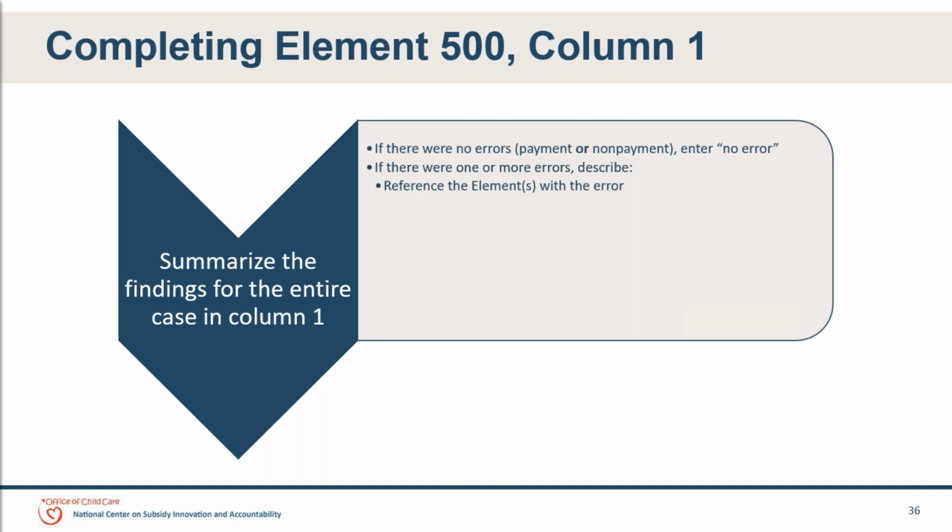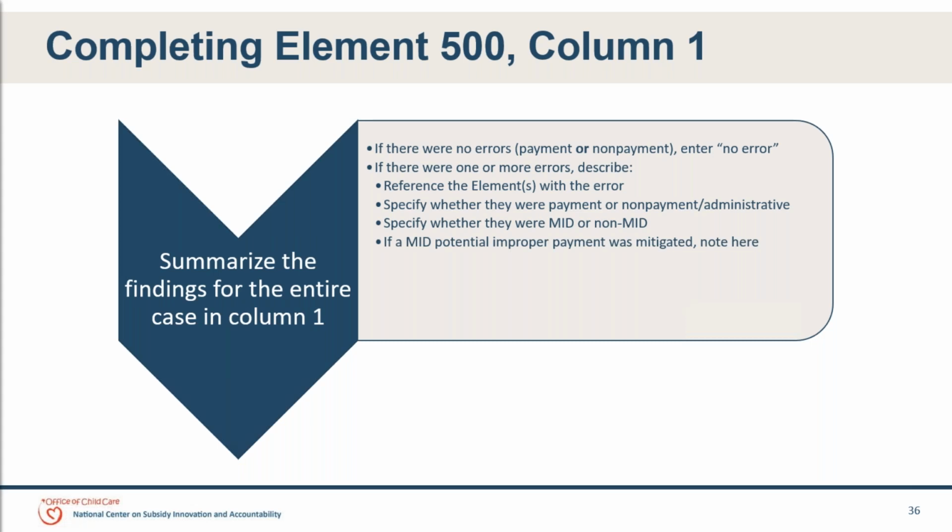If there were errors, give a brief description and keep it clear and concise, just like you're doing in your column 3s. Reference the element or elements that have errors. Specify whether the error was caused by mid or not, and whether it was payment or administrative.